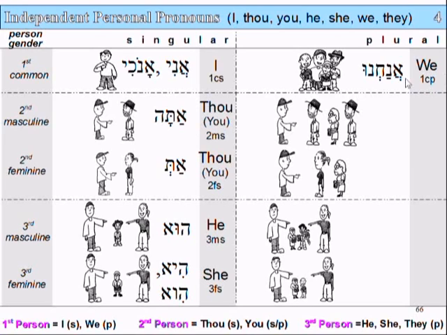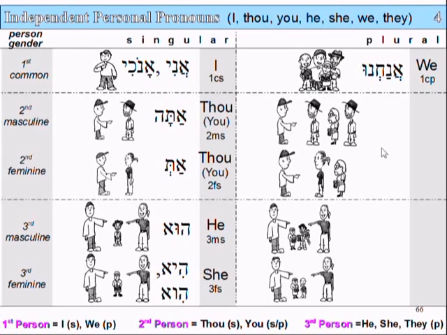So the technical terminology for the word we in Hebrew, anachnu, is first person common plural. First person common plural, as opposed to first person common singular. So it's a group of people, plural. It's common. So it's neither male nor female, it includes male and female.